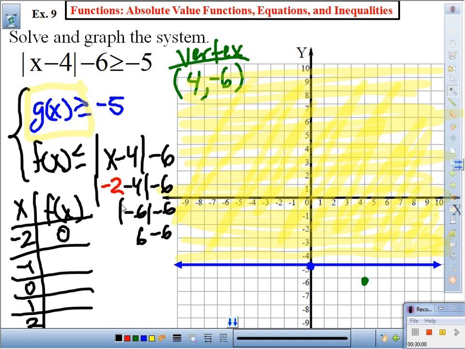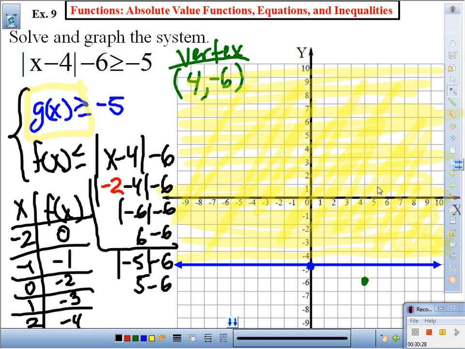Next value, negative 1. I'm not going to write it out just for the sake of time. What is negative 1 minus 4? Negative 5. Absolute value of negative 5 minus 6. What is the absolute value of negative 5? 5 minus 6, that's negative 1. What do you guys think the next value is? Negative 2, negative 3, negative 4. That is correct. Negative 2, 0. Negative 1, negative 1. 0, negative 2. 1, negative 3. 2, negative 4.